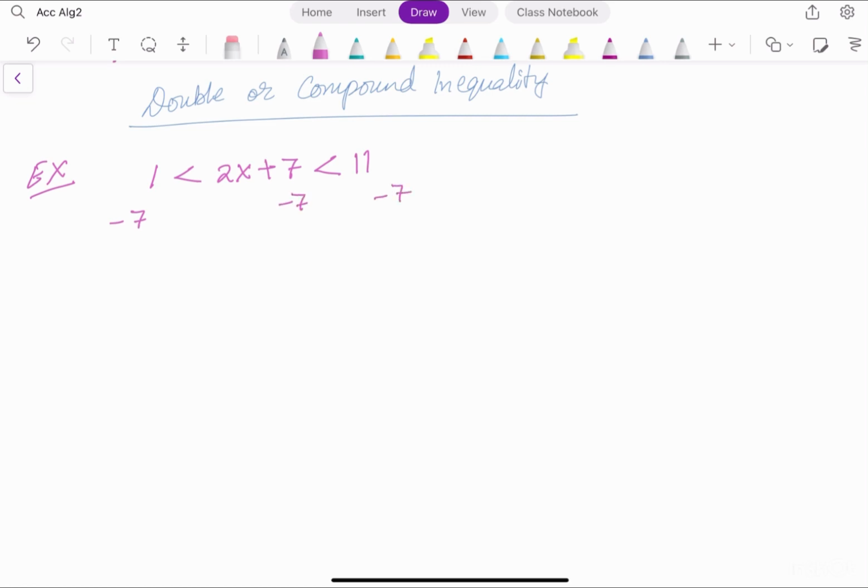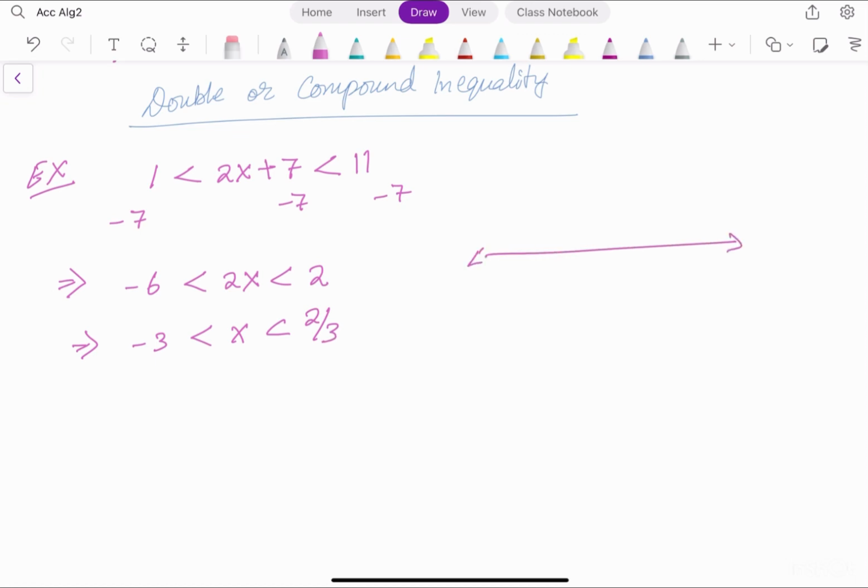Because whatever you do on one side, you have to do on the other side. So we have 3 sides here. Minus 7 with everything will give you this lovely equation. At this point, I need to get rid of the 2 with x, right? So divide the whole entire thing by 2. So you will get x is greater than negative 3 but less than 2/3.